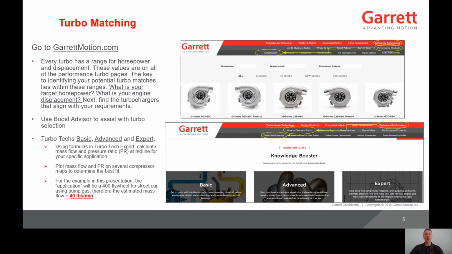Additionally, you can review TurboTech's Basic, Advanced, and Expert, which are located at Racing and Performance, How to Choose a Turbo, TurboTech Expertise. Using the formulas in TurboTech Expert, calculate the mass flow and pressure ratio at redline for your specific application. Then you can plot this mass flow and pressure ratio on several compressor maps to determine the best fit. For the example in this presentation, the application will be a 400 horsepower street car using pump gas, therefore the estimated mass flow will be 40 pounds per minute.